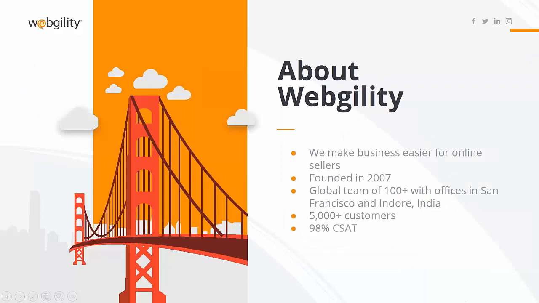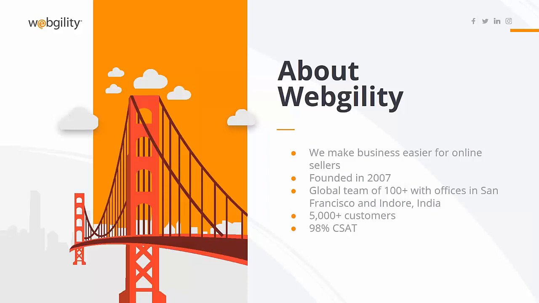So a little bit about Webgility. The core of what we do, we make business easier. We make business easier for online sellers. We were founded in 2007, and we have a global team with 2 offices in San Francisco, California, and Indore, India. And our products serve over 5,000 customers, and our team consistently has made a 98% customer satisfaction rate.